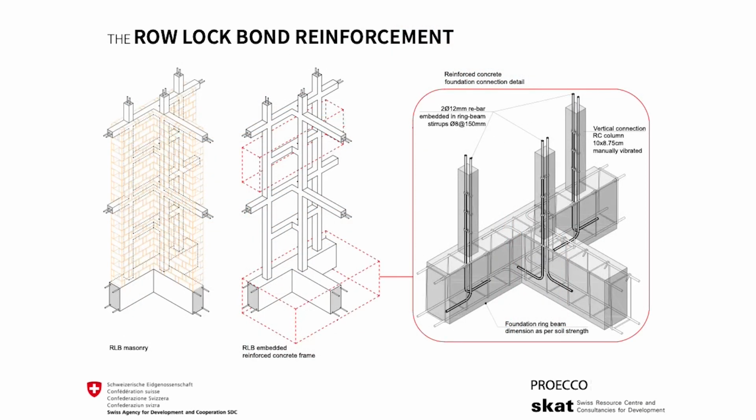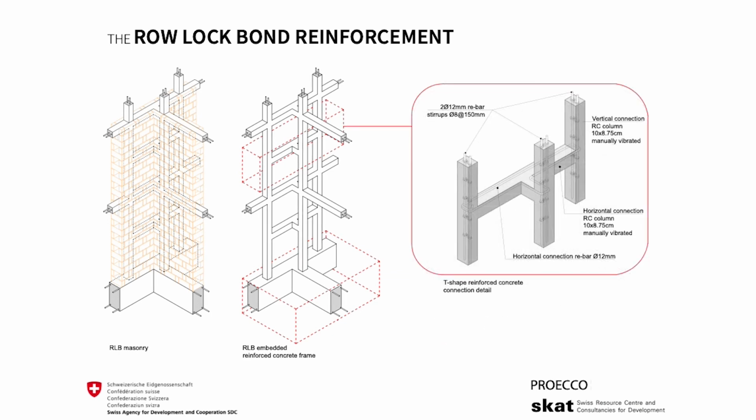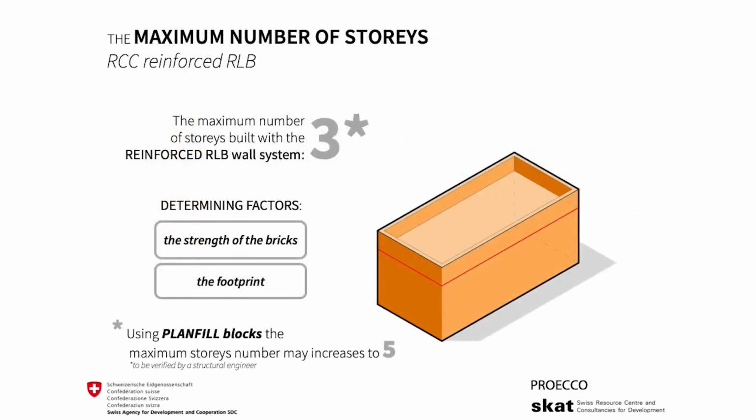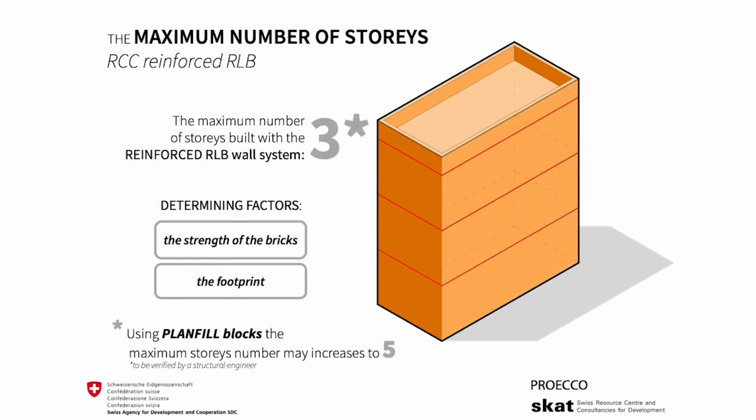The vertical reinforcements stem directly from the ground beam and move upwards within the masonry to connect with the horizontal elements. In this configuration and using the bricks described in this video, the maximum suggested number of stories is 3. The main limiting factor are the brick compressive strength and the building footprint. Using a brick with a higher compressive strength, like the Planfill block for example, can lead to a height increase up to 5 stories. We remind you though that this must be always verified with a structural engineer.